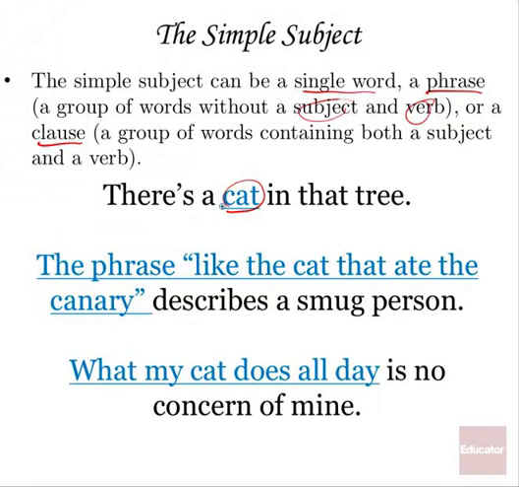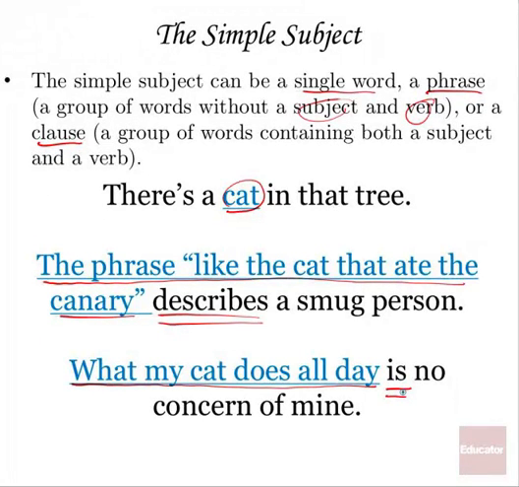However, the phrase, like the cat that ate the canary, describes a smug person. Well, our verb is describes, and that whole chunk of words, the phrase like the cat that ate the canary, is what's doing the describing, so it is our simple subject, even though it's long. All right, and what my cat does all day is a clause, and is our verb. It is no concern of mine. So what my cat does all day is a clause, it's a chunk by itself, it's a simple subject. There are no modifiers that we can eliminate.